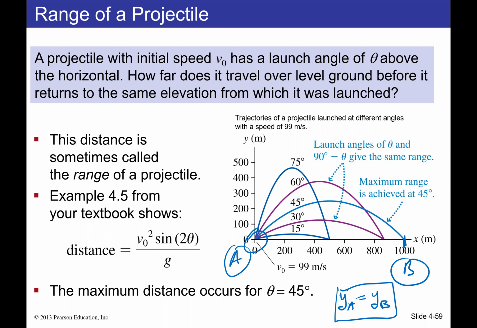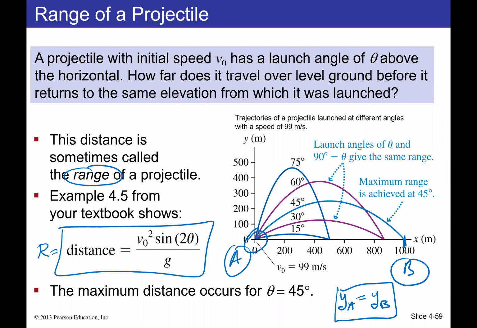In that case, one thing we can do here is combine the x and y equations, and we can combine them into a distance equation, which will be v naught squared sine of 2 theta over g. Okay. So you can see example 4.5 from your textbook will show you this. If you have the textbook, go ahead and look at it. This means that you can find the horizontal distance, sometimes also known as range. So let's say R, which is the range.